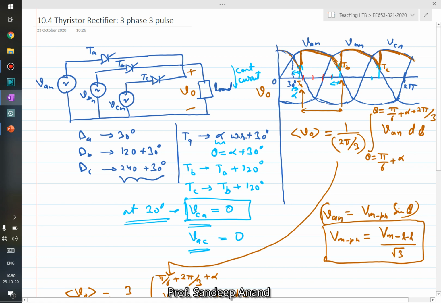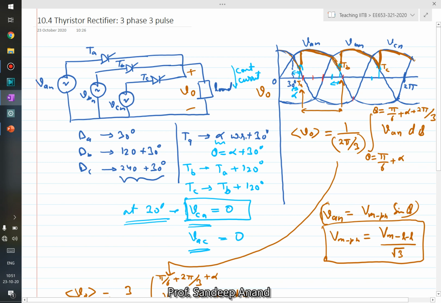Can I bring alpha to 120 plus 30, that is 150 degrees? What will happen if I bring alpha here? Imagine that before A phase, C phase was conducting. At this point, I am giving a trigger pulse to A phase. Now, will A phase conduct? Yes, A phase will conduct because A phase voltage is greater than C phase voltage. So I can bring it to 150 degrees also, no problem.